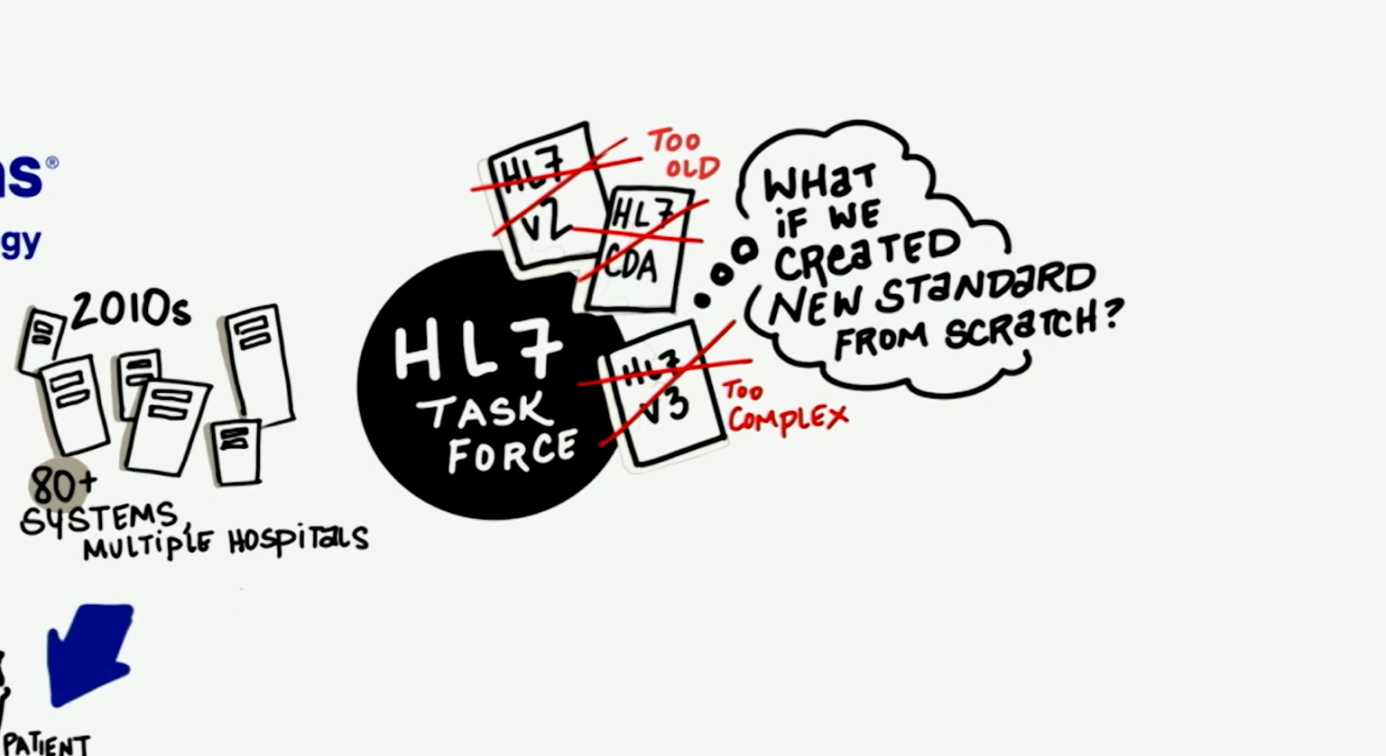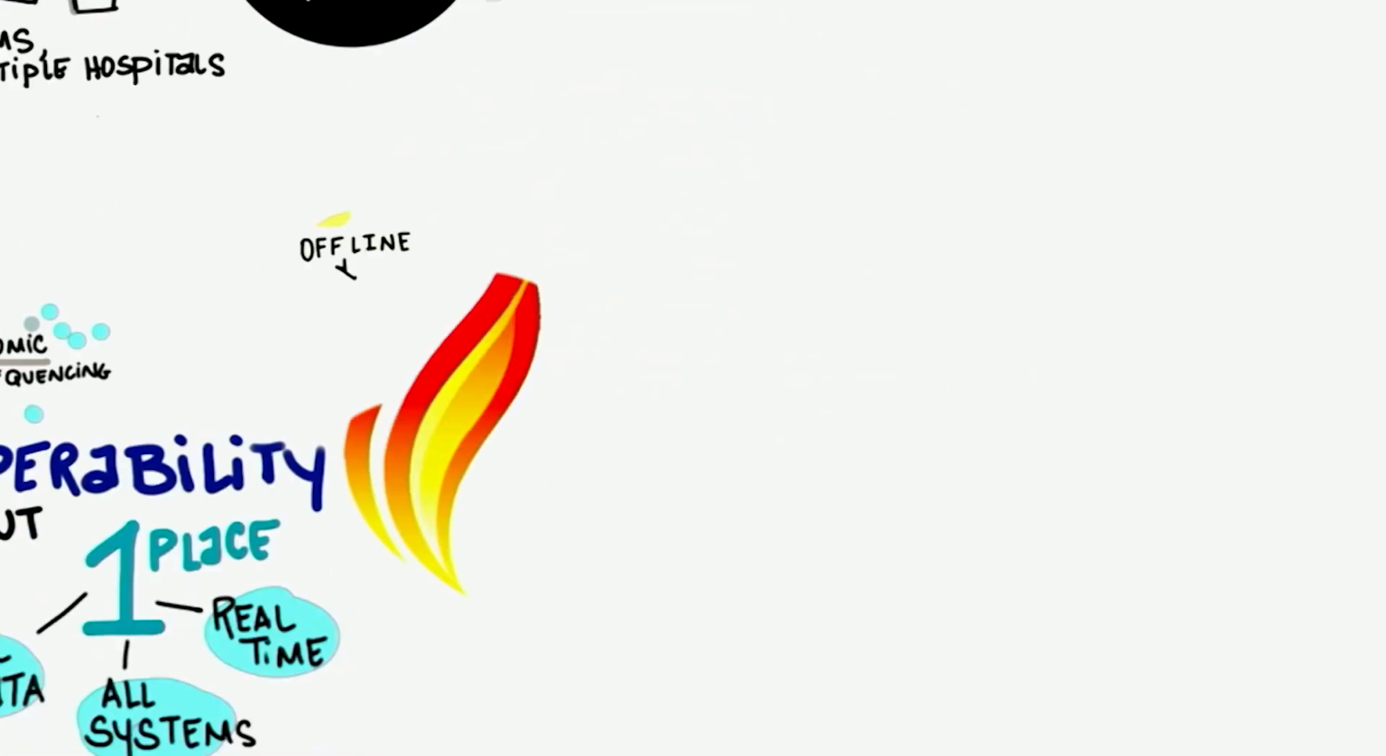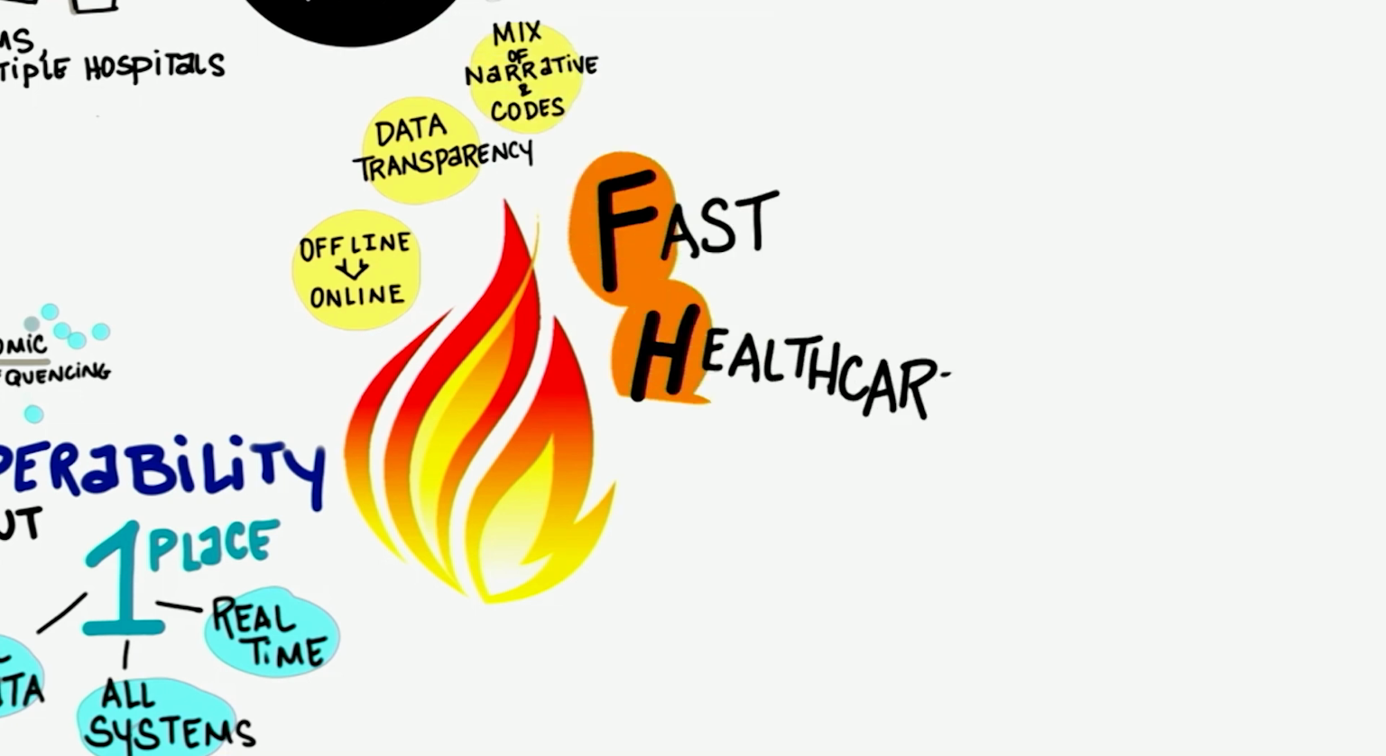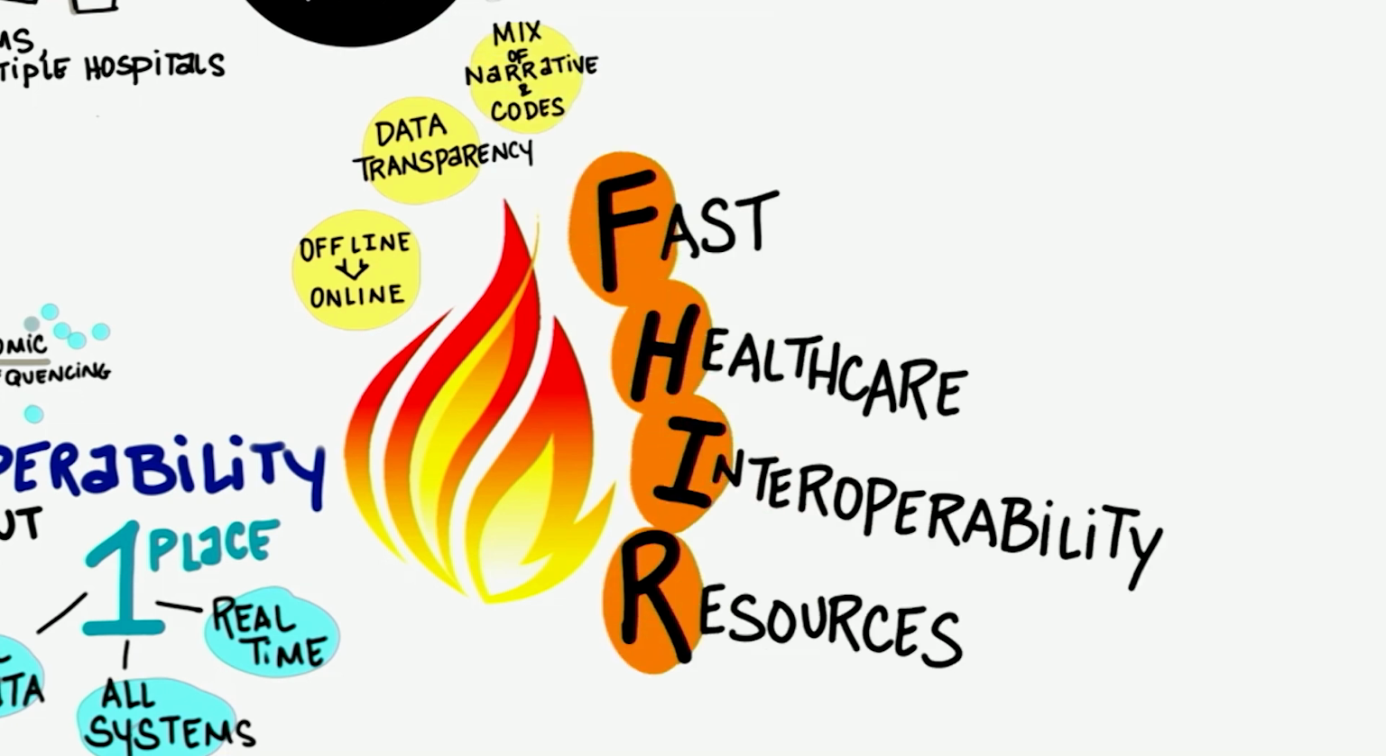So with that in mind, a gentleman named Graham Grieve, who many of you are probably aware of, who lives in the outback near Melbourne, Australia, came forward with the concept that we now call FHIR, Fast Healthcare Interoperability Resources. Because all over the world, data was going from offline servers in the hospital basement to online. There were data transparency efforts. Medical records were shifting to a mix of coded data and narrative data.